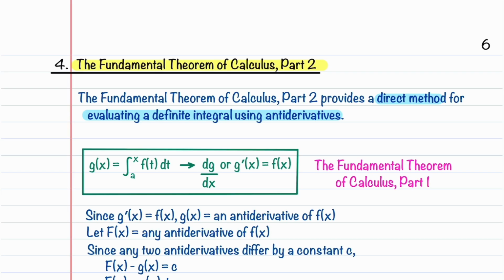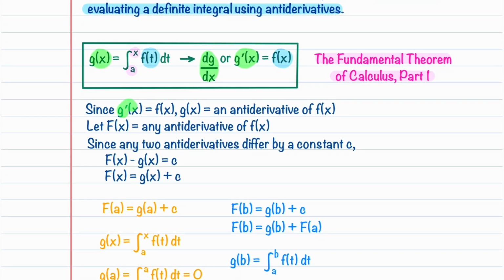Let me just remind you what the Fundamental Theorem of Calculus Part 1 tells us. It tells us that if we have a function g of x, which is the definite integral from a to x of f of t dt, then dg dx, or g prime of x, that's just the derivative of g, is equal to f of x, which is the integrand evaluated at the upper limit of integration. Since g prime of x is equal to f of x, we can say that g of x is an antiderivative of f of x.